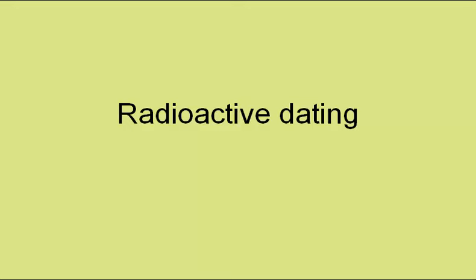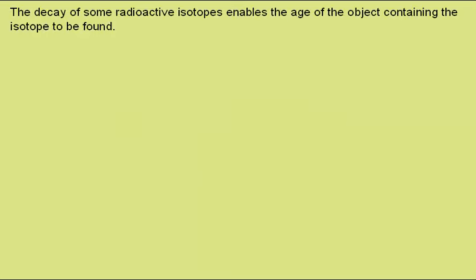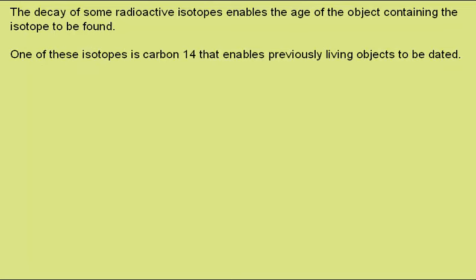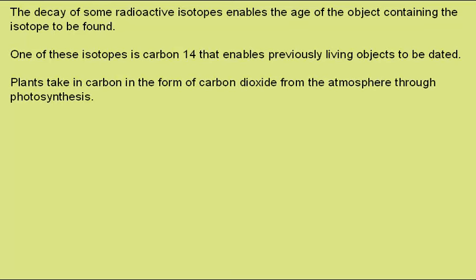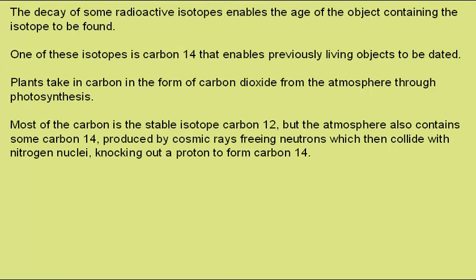Radioactive dating. The decay of some radioactive isotopes enables the age of the object containing the isotope to be found. One of these isotopes is carbon-14 that enables previously living objects to be dated. Plants take in carbon in the form of carbon dioxide from the atmosphere through photosynthesis. Most of the carbon is the stable isotope carbon-12, but the atmosphere also contains some carbon-14.